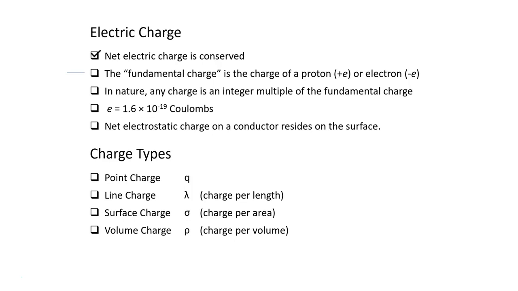There is a fundamental charge, that is the charge had by a proton or an electron, the proton being positive, electron negative. In nature, the total amount of charge of an object is an integer multiple of the fundamental charge. And that fundamental charge is approximately 1.6 times 10 to the minus 19 coulombs.